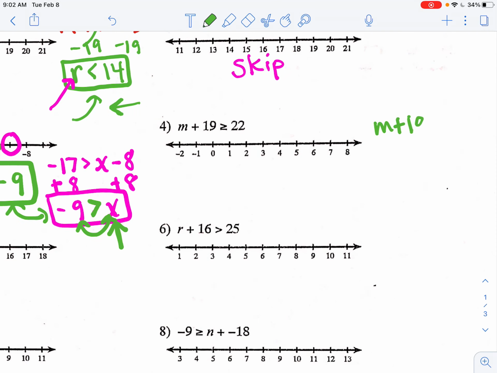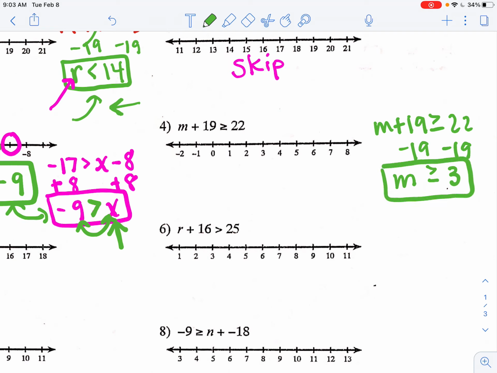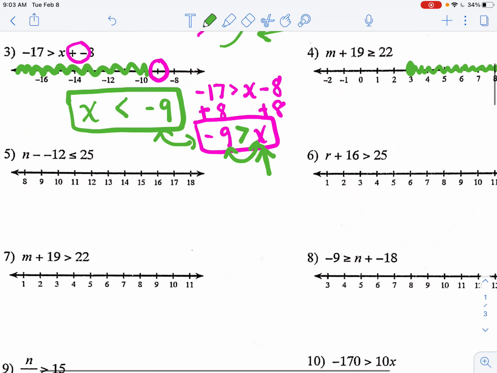Number 4, m plus 19 is greater than or equal to 22. Subtract 19 from both sides, so m is greater than or equal to 3. That is part of your answer. Be sure you have that. And then we want a closed circle on the 3. The variable's in the front, so it is okay to shade the way the arrow points. M has to be greater than or equal to 3. That is to the right.